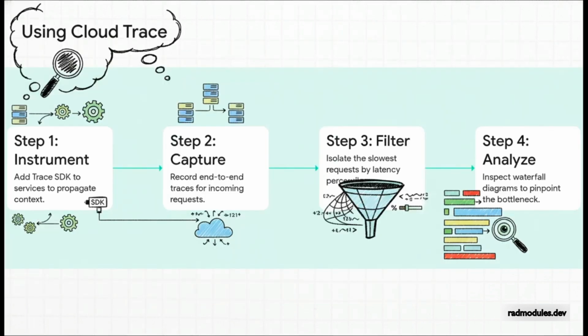Now, let's talk about Cloud Trace. In a big system with tons of microservices, finding the source of a slowdown can feel like finding a needle in a haystack. Cloud Trace is like your magnet. The process is pretty straightforward. You instrument your services so they can talk to each other. You capture all the traces. You zero in on the really slow ones. And then you look at the waterfall diagram to see exactly where things are getting stuck.